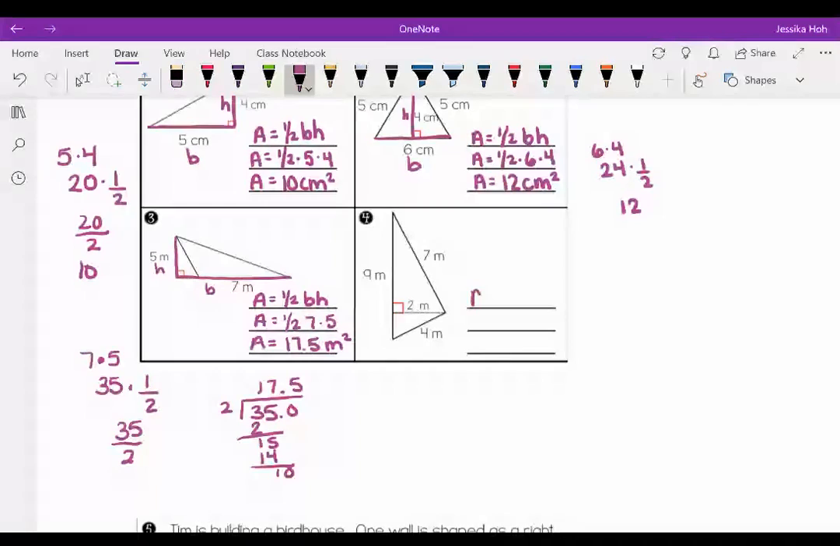All right, and our last example, area equals 1/2 base times height. So this one's on our side. This is where they meet. So 9 is my base, and my height is 2. So area equals 1/2. Base is 9 times 2. So 9 times 2 is 18. 18 times 1/2 gives me 9. So area equals 9 meters squared.